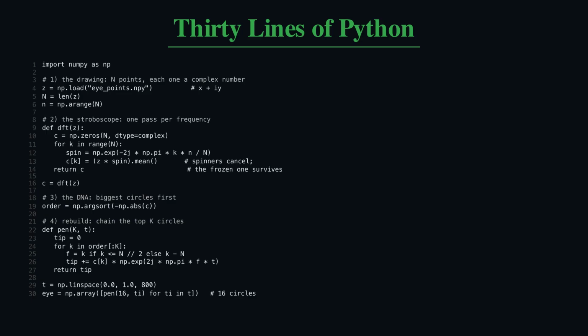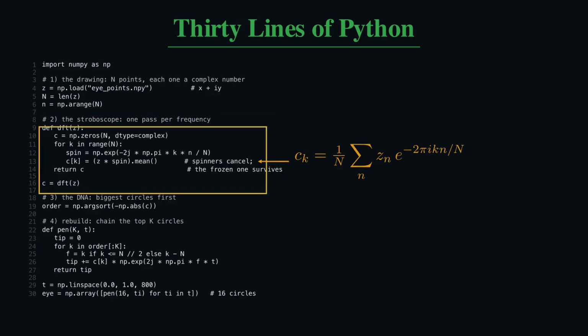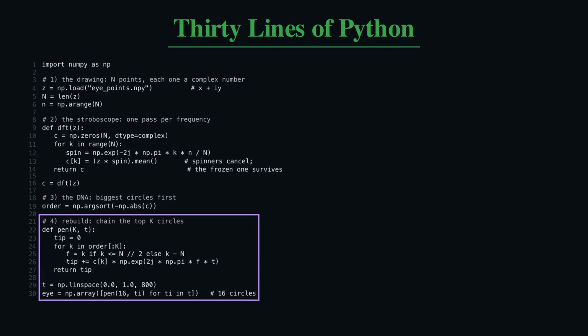30 lines of NumPy, count them, and not a single signal processing library in sight. Walk it with me. Part 1 loads the points and treats each one as a single complex number. Part 2 is the stroboscope you just watched. For every speed k, spin the whole drawing backwards and take the average. That highlighted line is the formula from a minute ago, character for character.